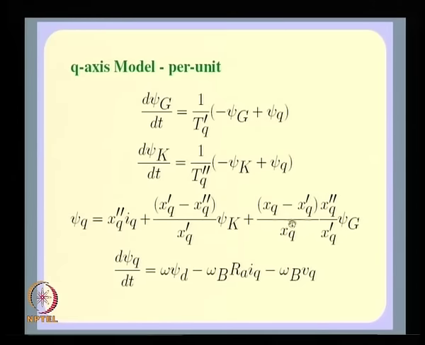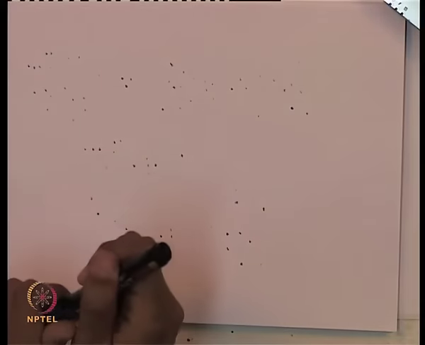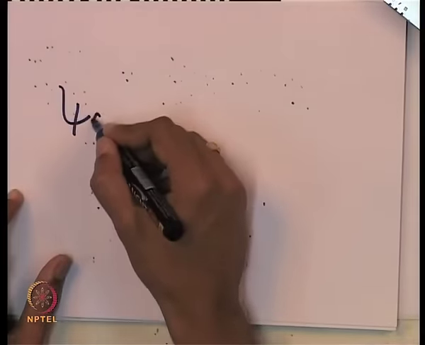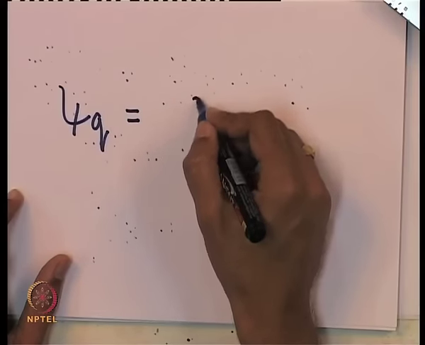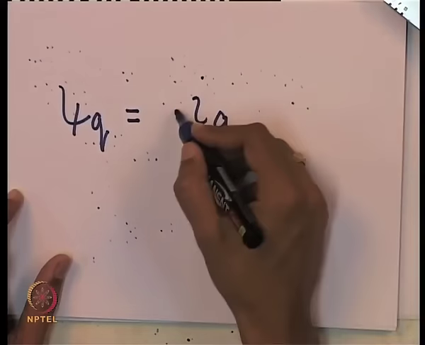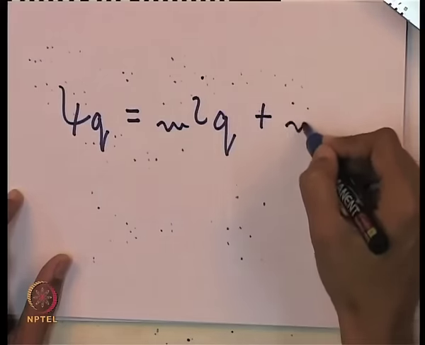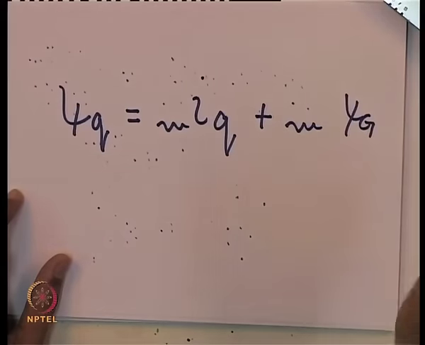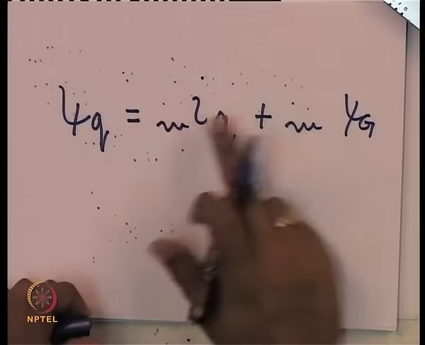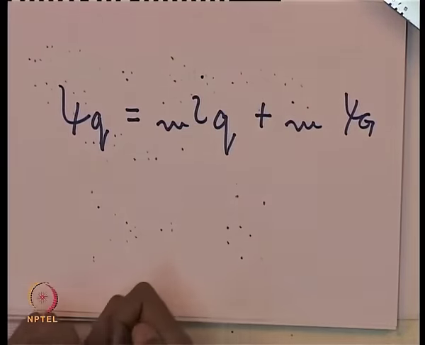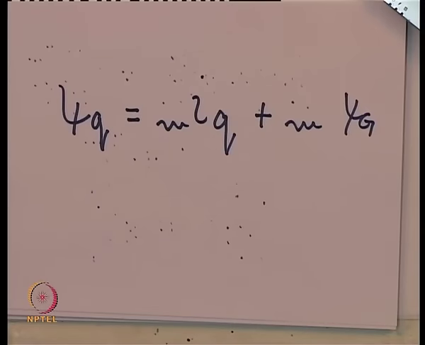The third equation is an algebraic equation, and if you do that, you can write psi q as something into I q plus something into psi g. So, the effect of psi k gets subsumed in psi q. What are these coefficients? You can work it out. I will just write down what you get eventually.